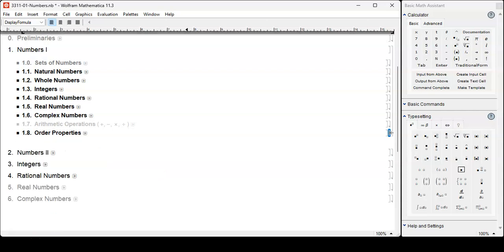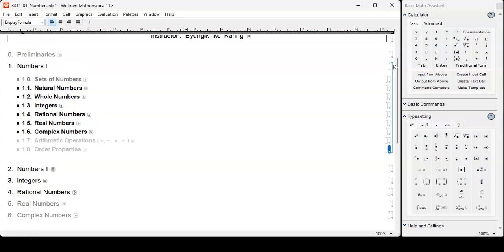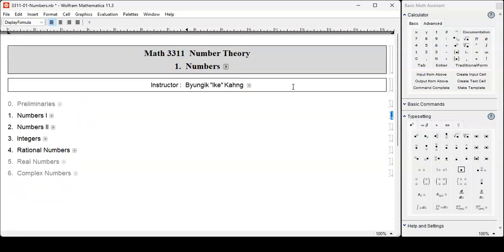You'll all have to remember the order properties, but how to define orders, that's a bit too tricky. So if you forget about those, that's fine with me. Okay, so much for section 1, and we're going to discuss section 2 in a separate video.